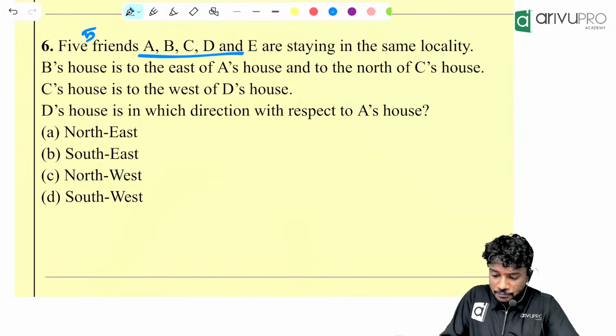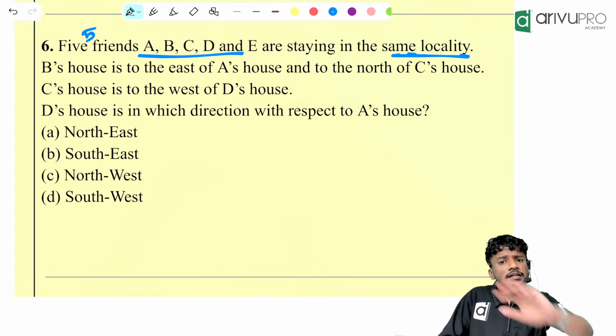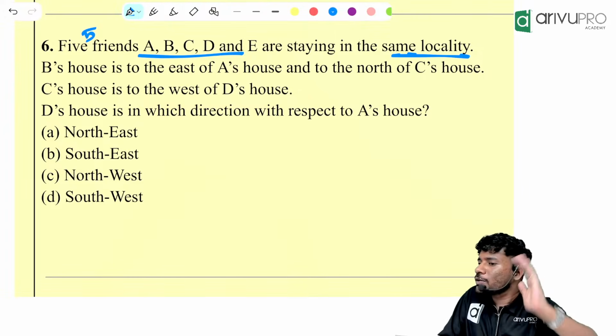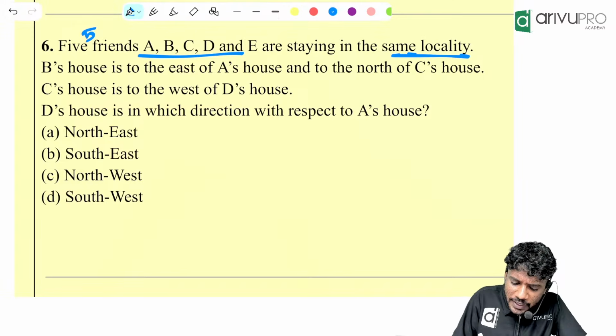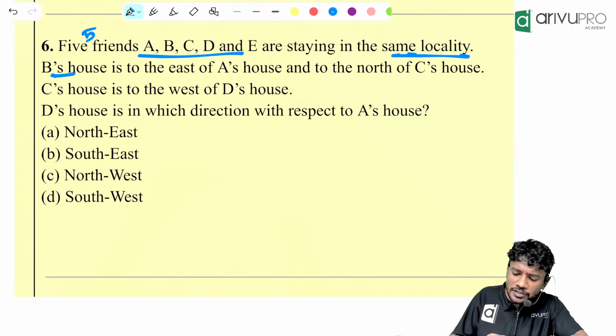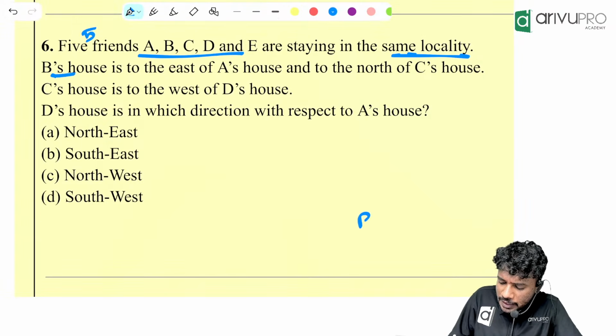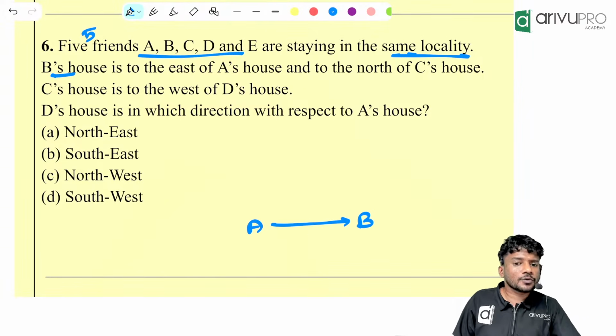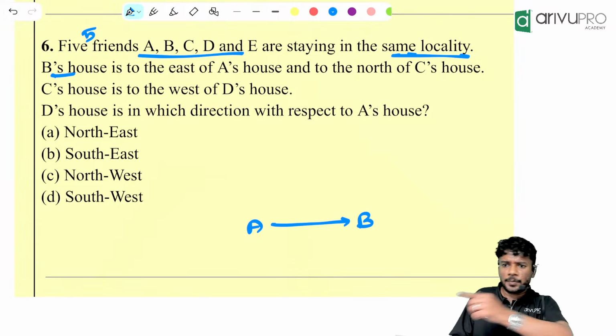Five friends are staying in the same locality. Which locality? Almost the same locality. That means they are in and around each other. Then B's house is to the east of A's house. Is it correct? With respect to A, B is in which direction?